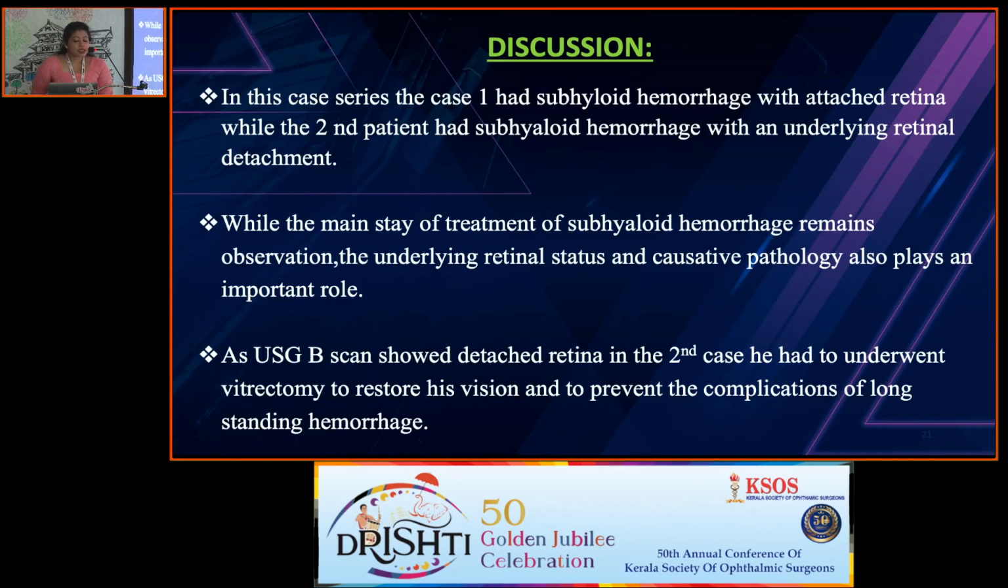In this case series, the case 1 had subhyaloid hemorrhage with an attached retina, while the second patient had a subhyaloid hemorrhage with an underlying retinal detachment. While the mainstay of treatment of subhyaloid hemorrhage remains observation, the underlying retinal status and causative pathology also play an important role. As USG scan showed a detached retina in the second case, he had to undergo vitrectomy to restore his vision and to prevent complications of long-standing hemorrhage.